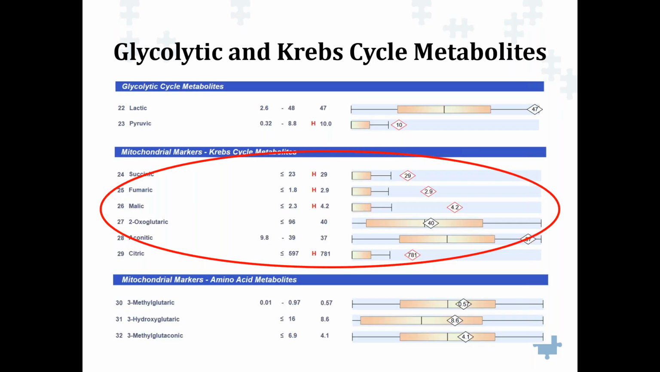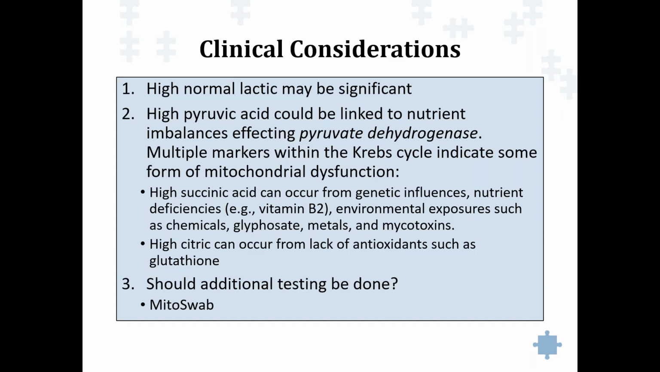The high citric you see elevated here can occur from the lack of antioxidants like glutathione. So it's possible, by the way, we could even see an elevation of succinic because of glutathione deficiencies. So that's a pattern recognition scenario that's common on the organic acid test, is trying to understand what are some of the markers that came before that could be influencing this particular section of the test.